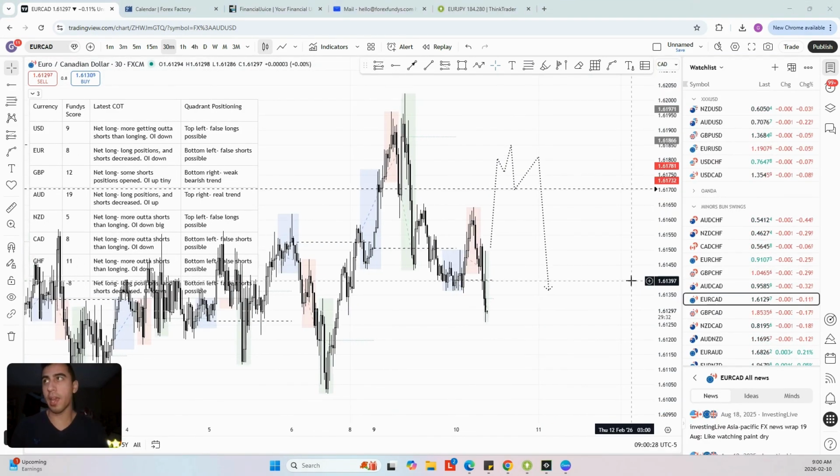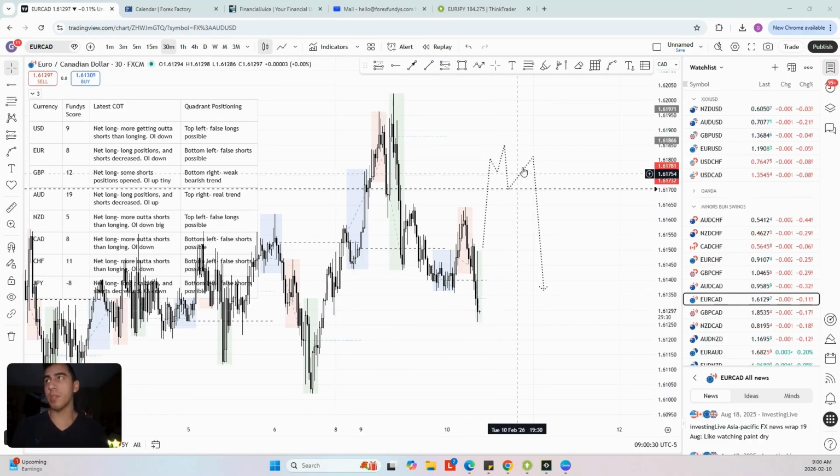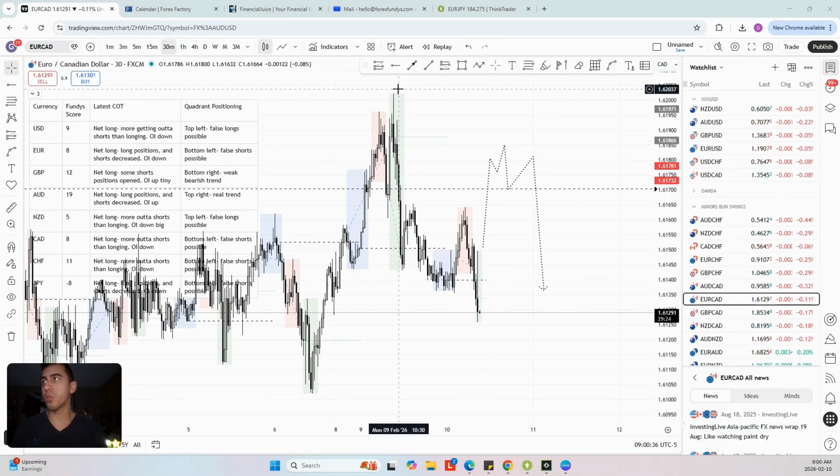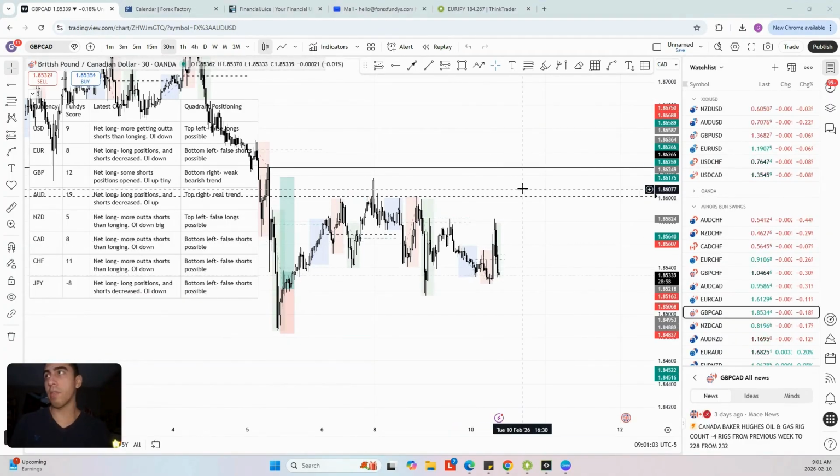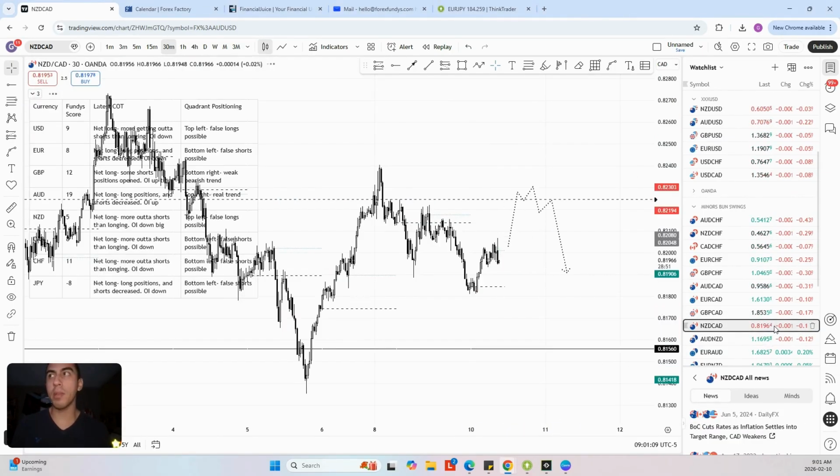Moving on to some of the CAD pairs, I was looking at possibly taking a continuation trade down. I forward tested this trade here yesterday, but I was just missing the trap. I need a trap move on the Mondays for GBP CAD. I was looking for a sweep of this high before taking it lower. It looks like price isn't cooperating with what I want to happen, and that's forex trading sometimes.